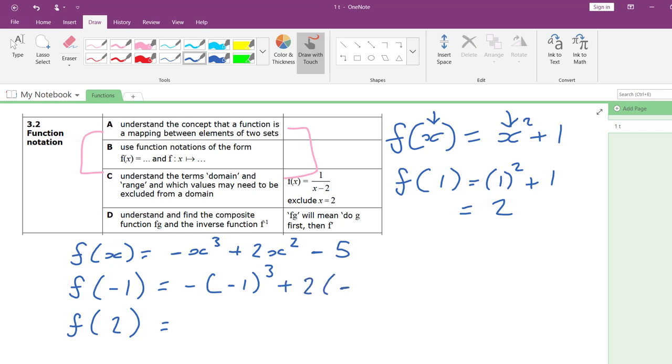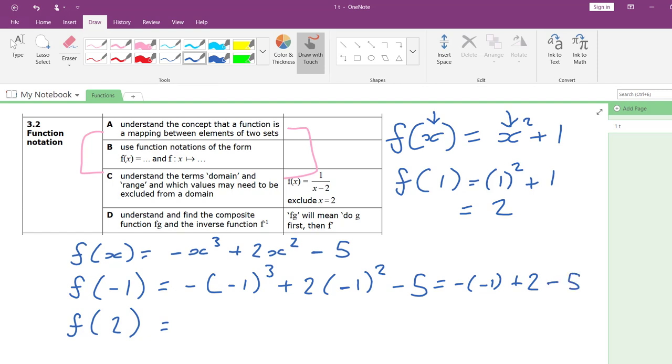And then we substitute minus 1 in for the x in the x squared, and then we just have minus 5 on the tail end of the function there. And if we evaluate this, this is going to be minus 1 to the power of 3 is still minus 1, and then we're going to add 2 times minus 1 squared. Now minus 1 squared is 1, so we're adding 2, and then we're just going to take away 5 from the end there.